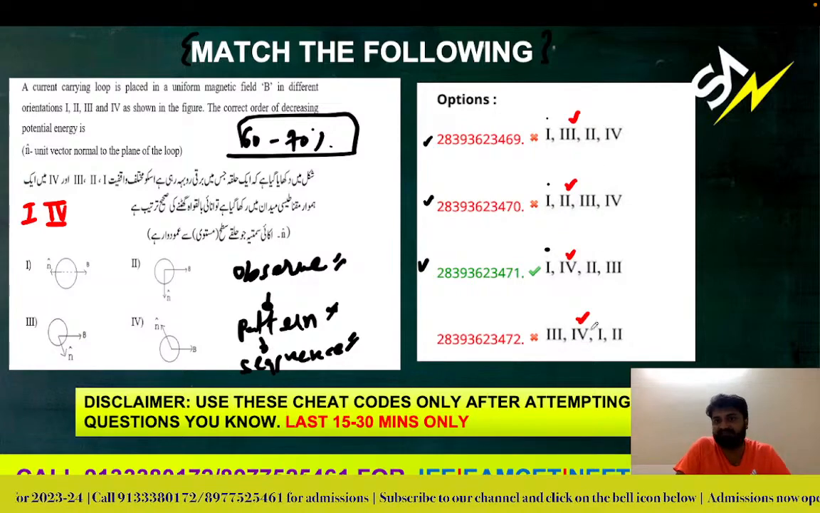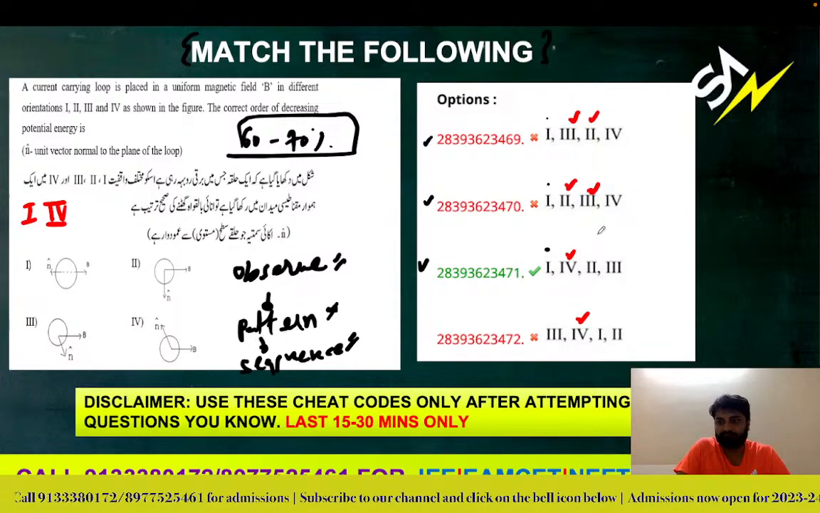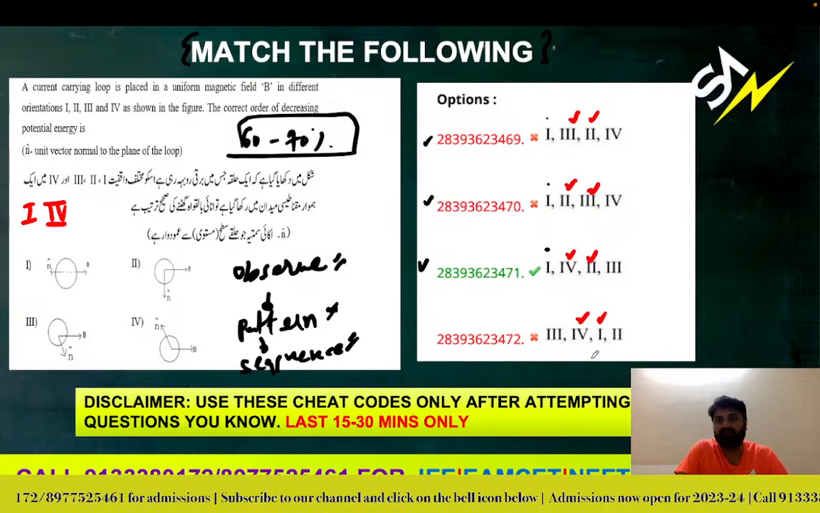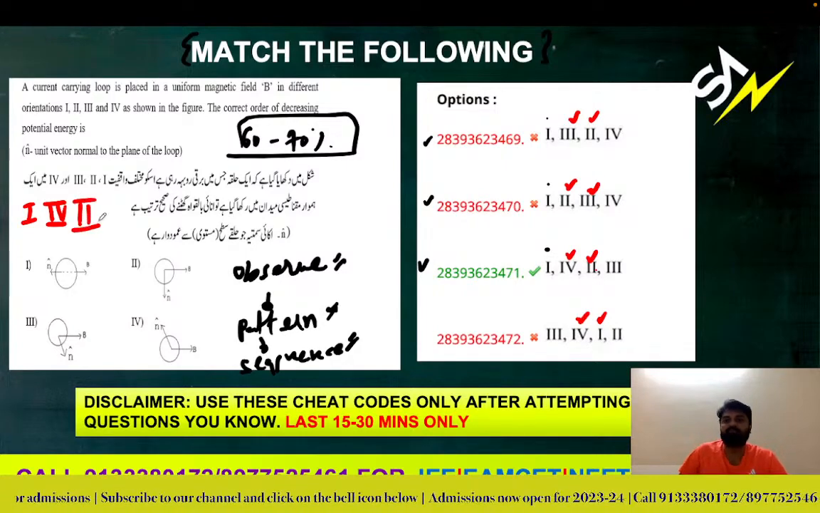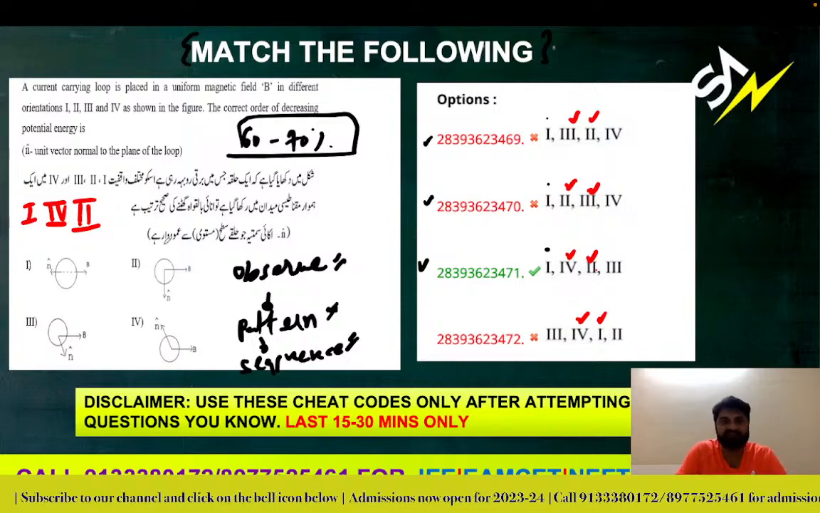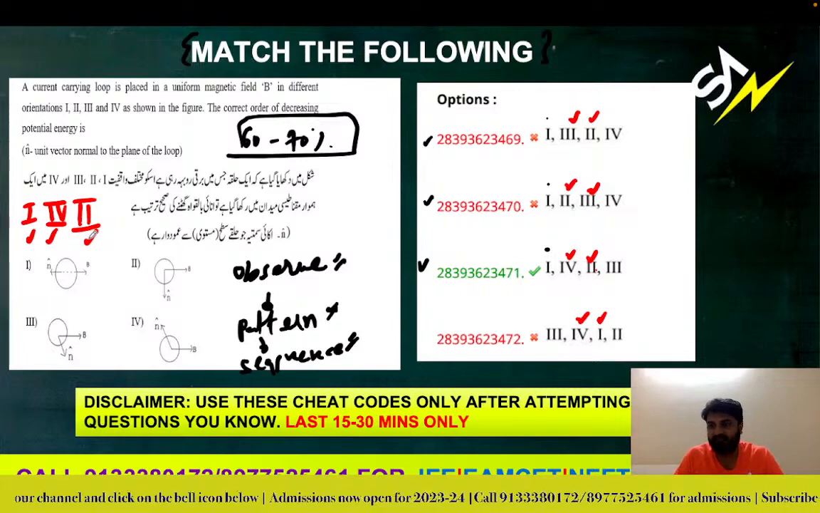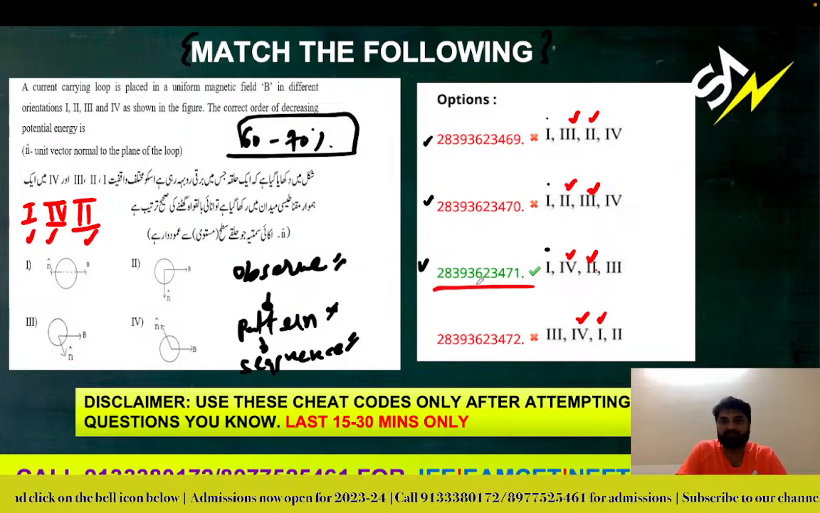Now look at the third one in the sequence. The first one is 2, the second one is 3, the third one is 2, and the fourth one is 1. Now you see 2 is repeated 2 times, so the next one might be 2. So look at the option which has the 1, 4, 2 sequence. There is only the third option. As you can see in the response sheet, the third option is correct.